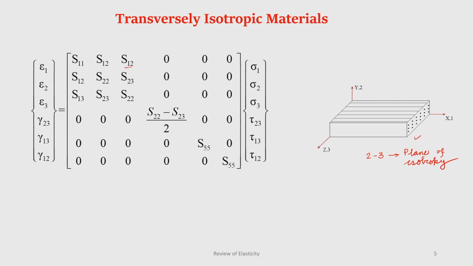That means, out of these 9 independent constants in an orthotropic material, there are 4 relations. As a result, S13 and S12 become the same. Similarly, S33 and S22 become the same, and in the 2-3 plane, S44 is a function of S22 and S23, and S55 and S66. So these 4 additional constants are actually dependent. Therefore, the number of independent elastic constants is 5.